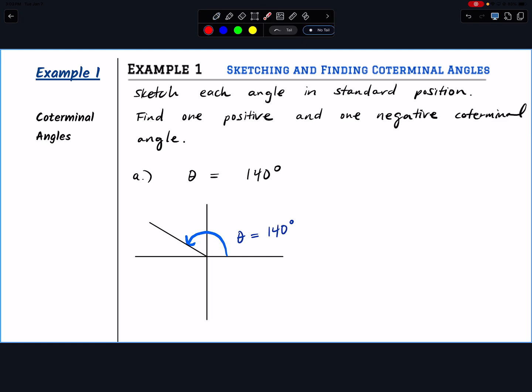The question says to find one positive and one negative coterminal angle. In order to do that, the definition says that coterminal angles are 360 degrees apart. So all you have to do is take your angle and add 360 degrees. Our angle was 140. So what would 140 plus 360 give me? 500 degrees.